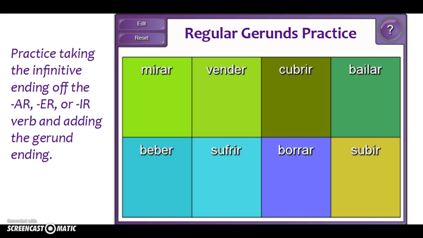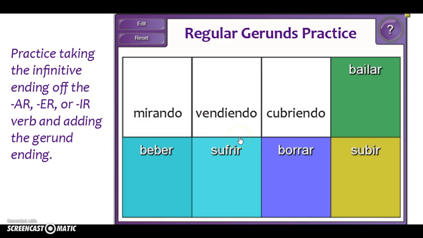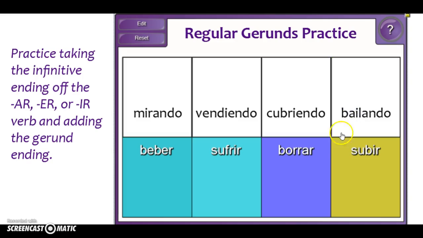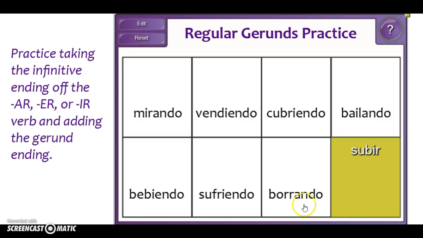Now you try. Look at each one of these different infinitive verbs and try and create the proper gerund. Let's start with mirar, AR verb, meaning mirando. Vender, vendiendo, cubrir, cubriendo, bailar, bailando, beber, bebiendo, sufrir, sufriendo, borrar, borrando, and subir, subiendo.